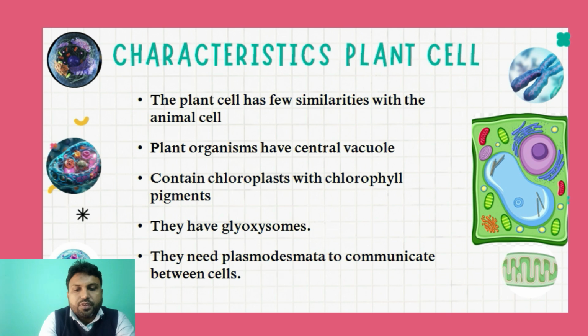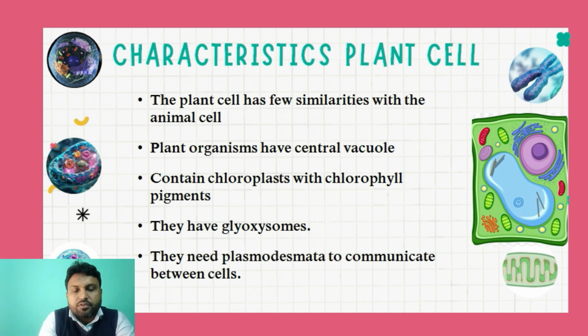Plant organisms require support from the central vacuole, which fills with water to create turgidity and firmness. In many plant cells, the central vacuole is so large that it occupies almost the entire space of the cell, pushing and squeezing the other components toward the cell membrane.